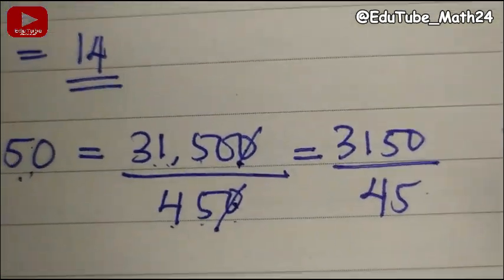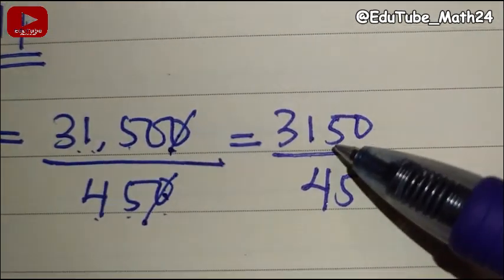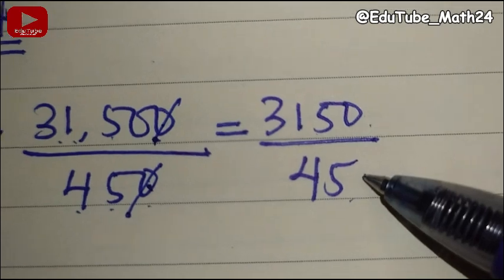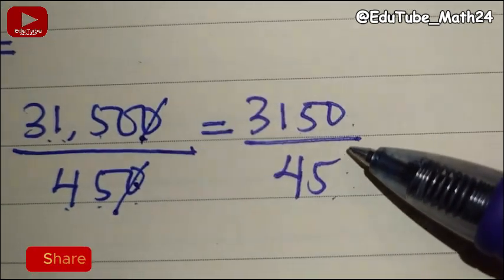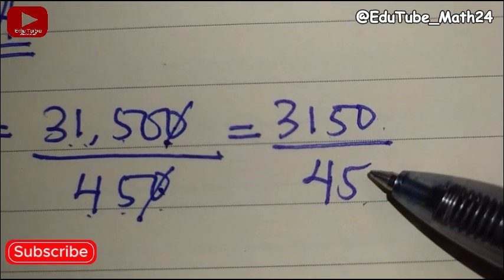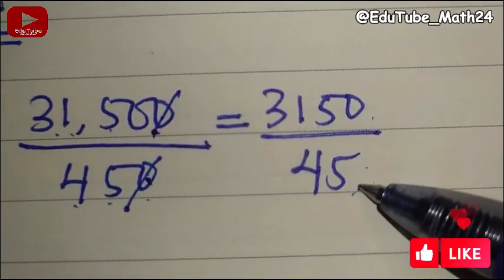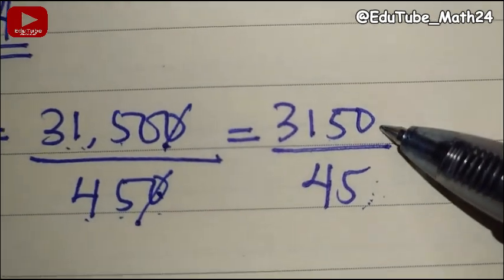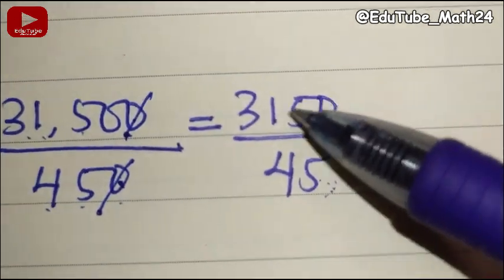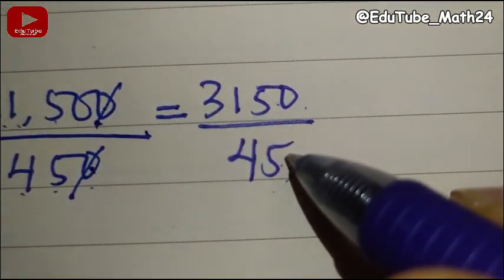Now the next thing for me to find out is their common factor. That is a number that can divide both 3150 and 45 at the same time without any remainder. So the number is basically 5. According to the divisibility rule of 5, 5 can divide all numbers that end with a 0 and that end with 5. So basically 5 is a common factor of the numerator and the denominator. So I'm going to use 5 to reduce the number.